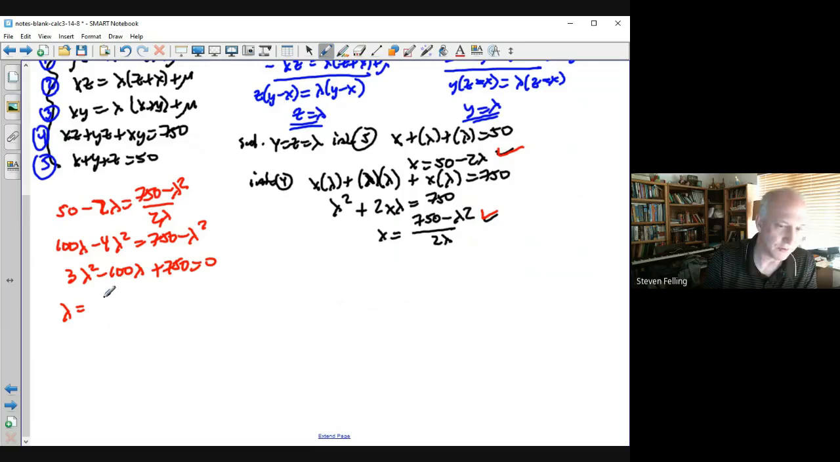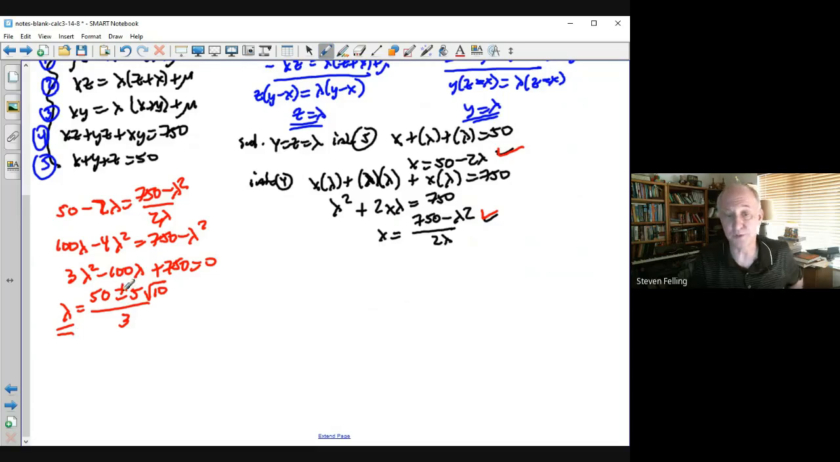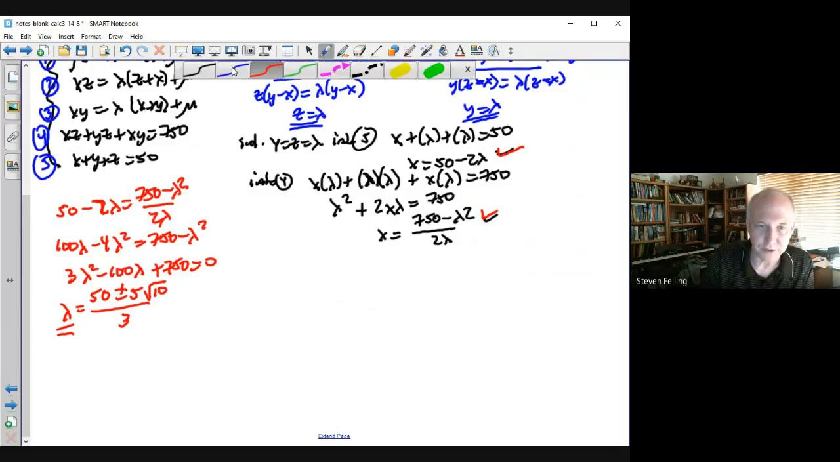And when you do the quadratic formula, you end up getting 50 plus or minus 5 times the square root of 10 over 3. Okay, so I'll let you do that intermediate step. Right, but now that I have lambda, and I have two specific values for it, the plus value and the minus value, I could plug that value back in for y and z, and then also here to get x. So there's two values for lambda.